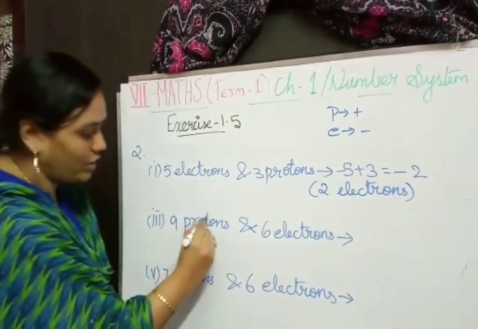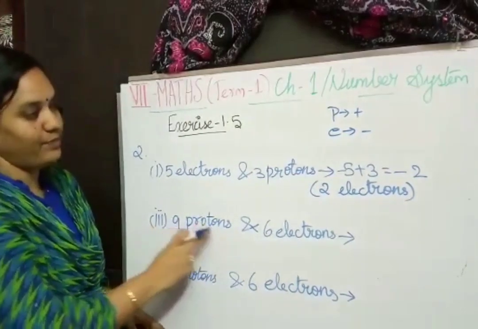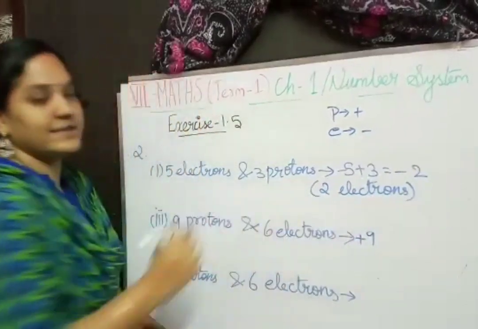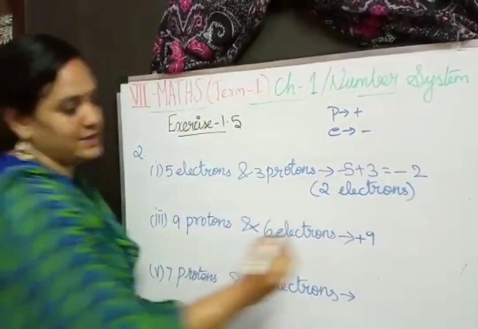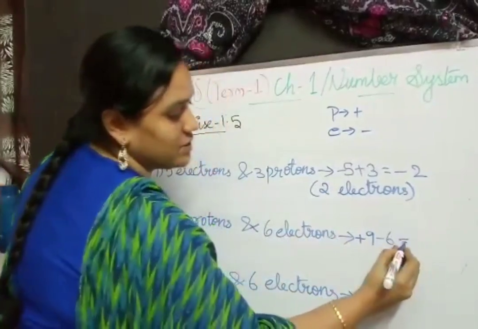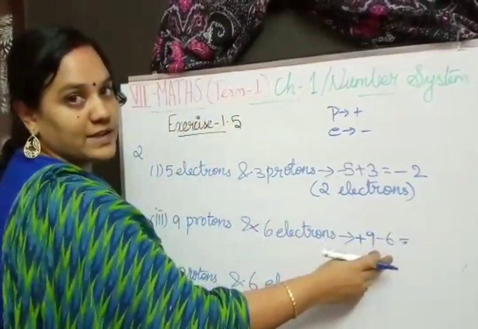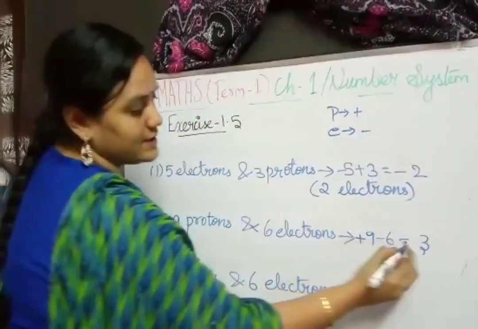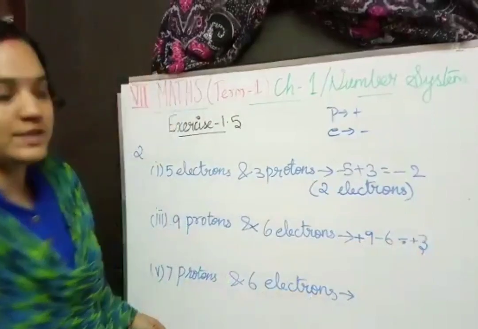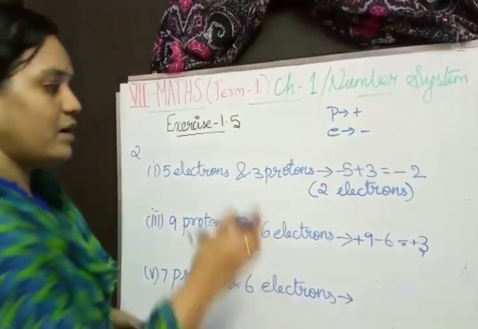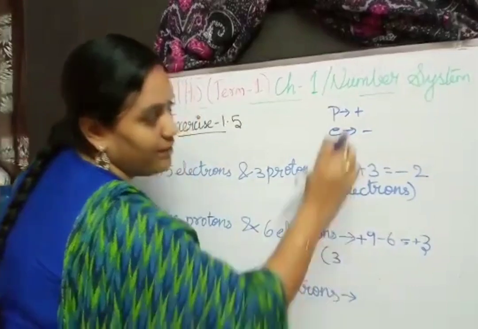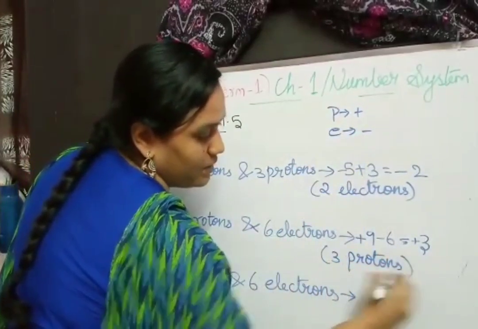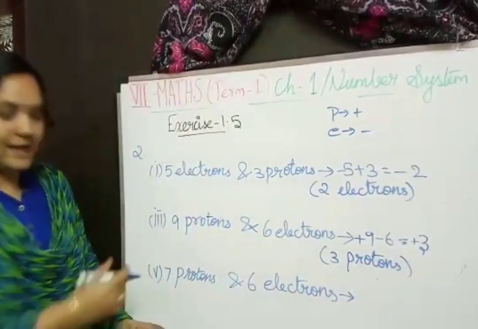See, 9 protons and 6 electrons. So 9 protons. Protons means plus. So plus 9. 6 electrons. Electrons means minus. So -6. Shall we solve it now? So different signs, we have to subtract. Subtracting, I got 3. Okay. The greatest number's sign is plus. Plus 3 means 3 protons. Is it clear? Okay, last one.